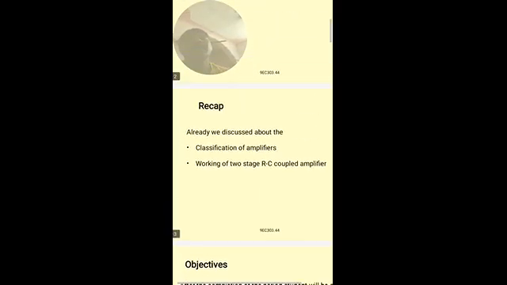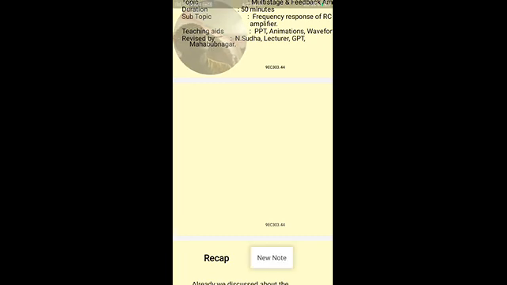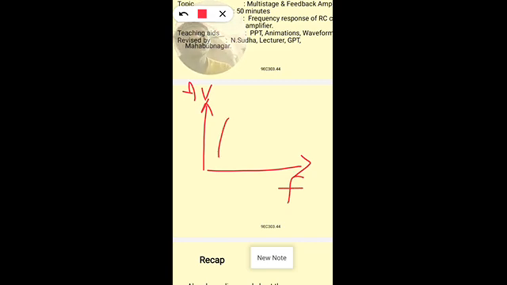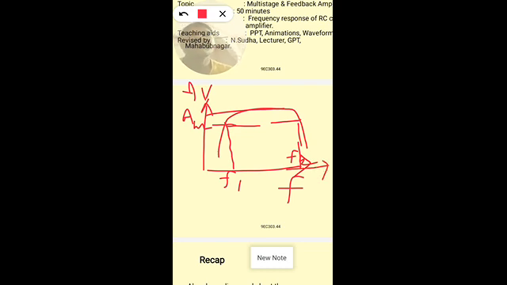So if we draw the frequency response, the gain will be on the y-axis and the frequency of the input signal on the x-axis, and it will be like this. So this is the maximum gain, A max, and at two points the gain falls; this is the point F1 and this is the point F2, on the input signal frequency axis.